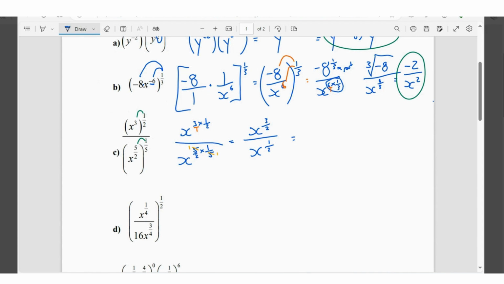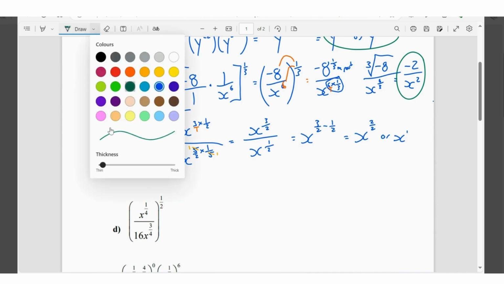And now we can subtract. We have x to the 3 over 2, subtract 1 over 2. Nice and tidy. 3 subtract 1 is going to be x to the 2 over 2, or just x to the 1. There you have it.